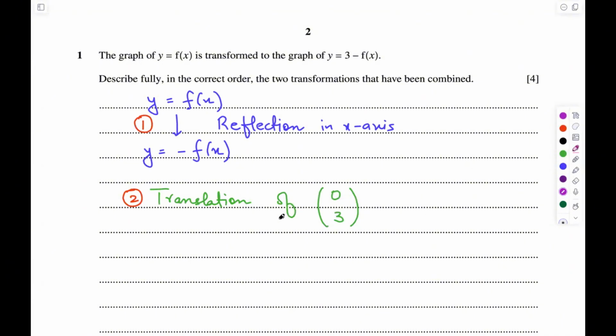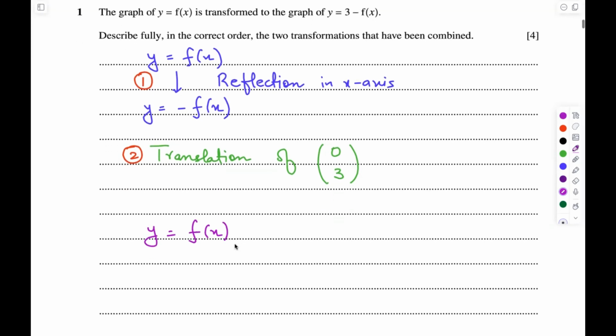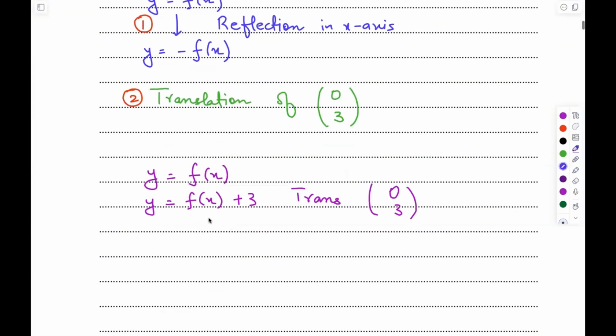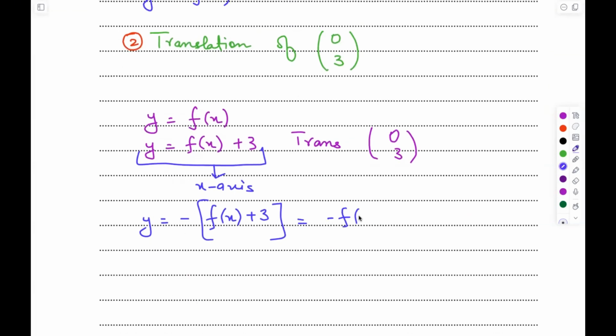Now there is another way that we could have done this. Let's say there was a translation first. So the original equation was y equals f of x, and if we had translated this first, it would have become y equals f of x plus 3 if there was a translation of (0, 3). And then if we had reflected this in the x-axis, the whole function would have been multiplied by minus 1. So this would have become minus f of x minus 3.